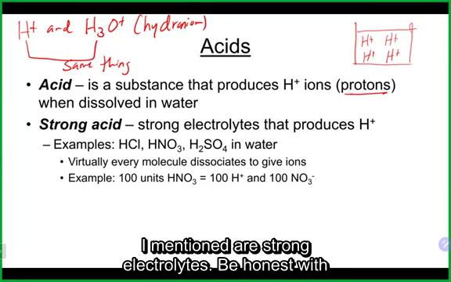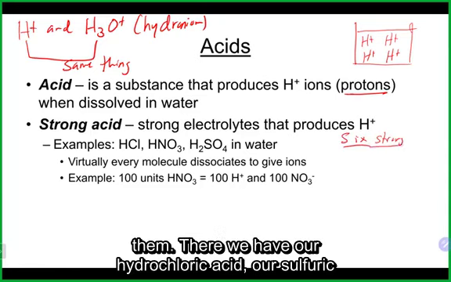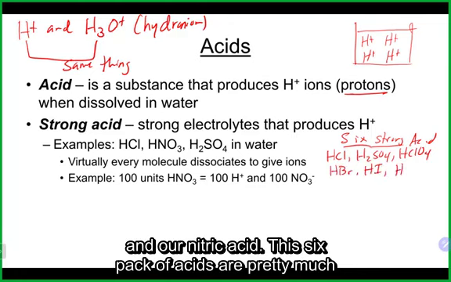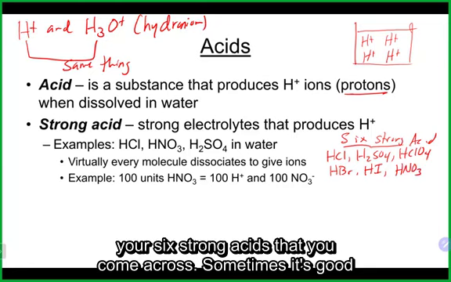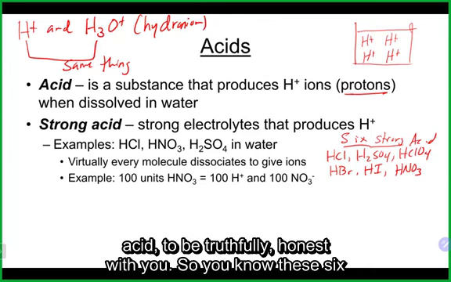Strong acids, as I mentioned, are strong electrolytes. To be honest with you, there's about 6 strong acids, and those are most of them there. We have our hydrochloric acid, our sulfuric acid, our perchloric acid, our hydrobromic acid, hydroiodic acid, and our nitric acid. This 6-pack of acids are pretty much your 6 strong acids that you come across. Sometimes it's good to know those 6 because by process of elimination, you just know that if it's not one of those 6, it's probably a weak acid, to be truthfully honest with you. So, these 6 are really strong ones.